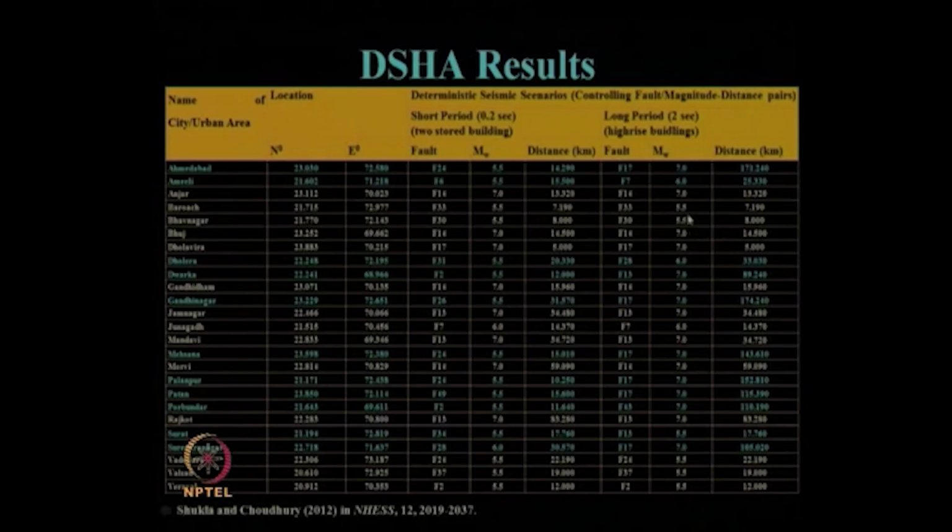Whereas, for other cities where the same fault dominates, whether short period or long period, it will not matter that much. So, people may always think why Ahmedabad was so much devastated. One of the reasons is this one, which can be proved by this deterministic seismic hazard analysis. There were other reasons as well. Soil amplification also was another reason, which anyway we will come to later on.